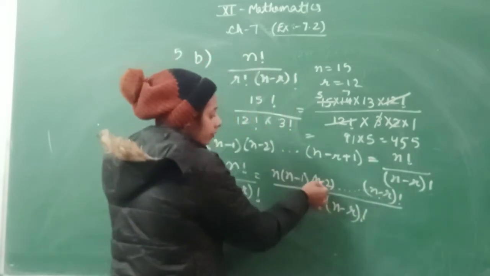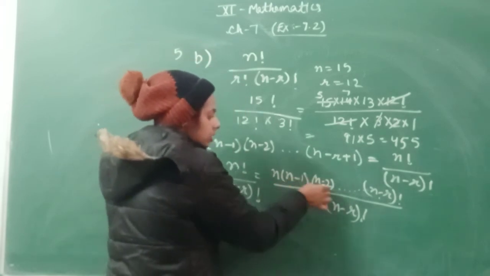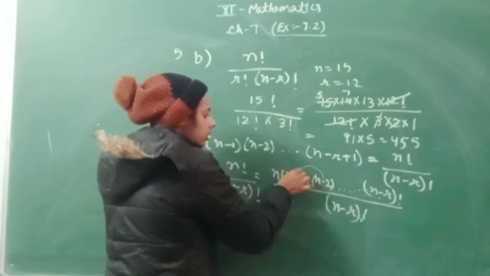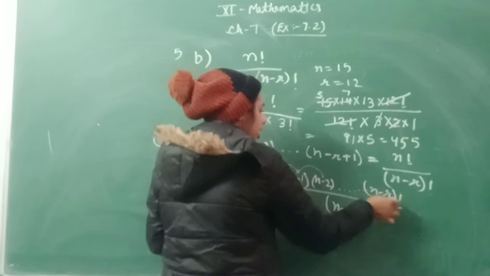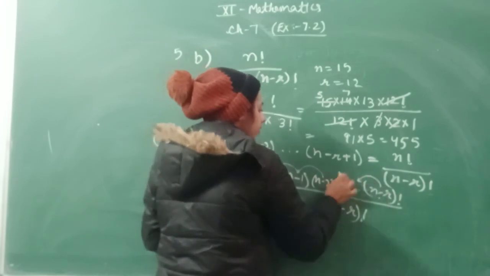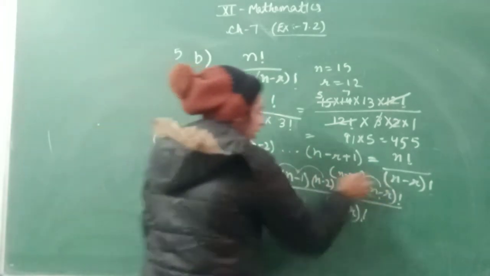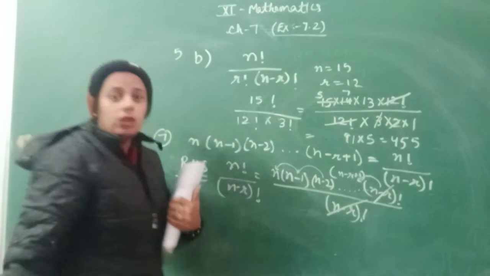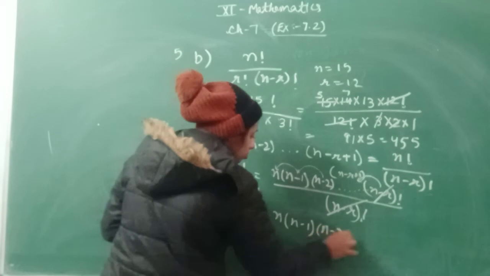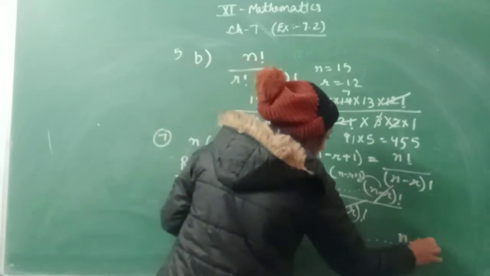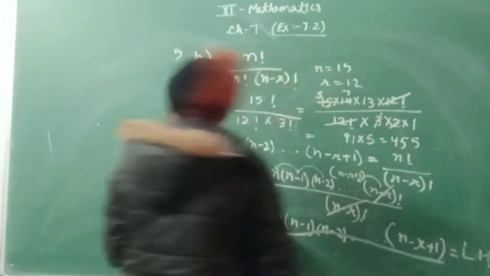As you can see, when I write in decreasing order, each term is greater than the next term by 1. So if I stop here in this factorial, I will definitely have one more, one greater term, that is n minus r plus 1. So n minus r factorial will be cancelled. So I will have here n, n minus 1, n minus 2 and up to the last term, n minus r plus 1. So this is our left side, and hence proved.